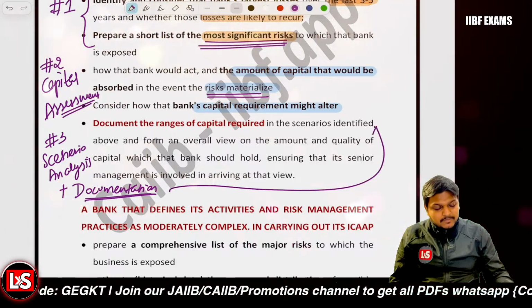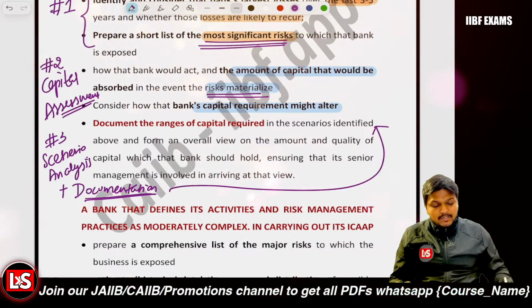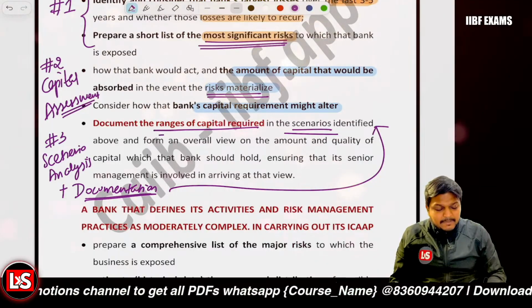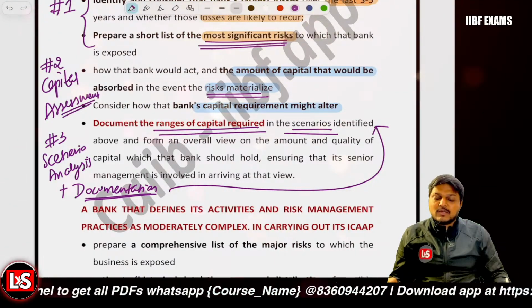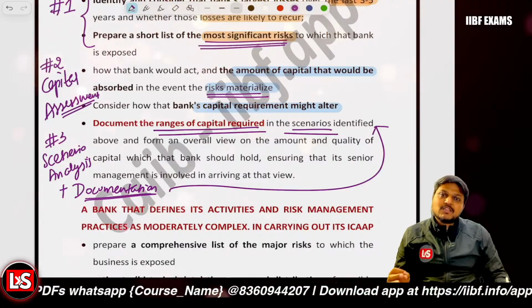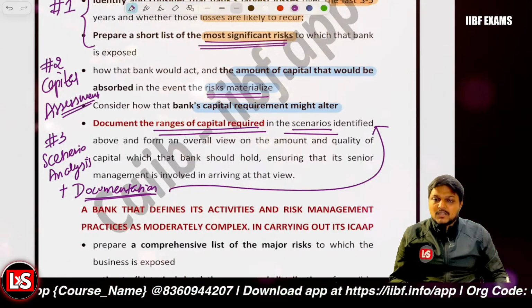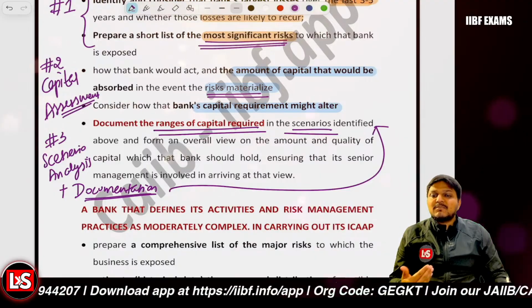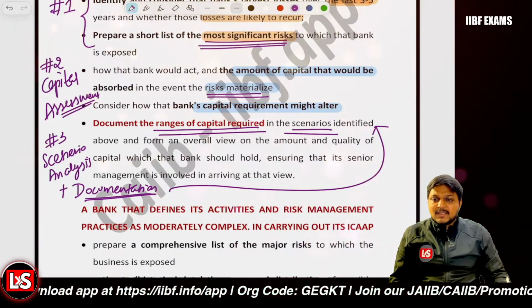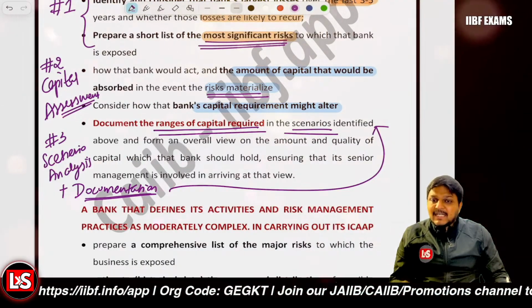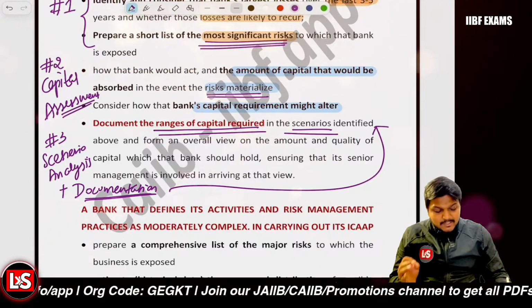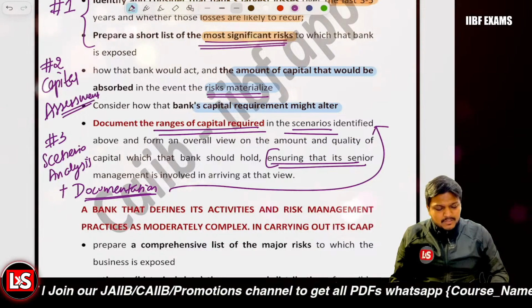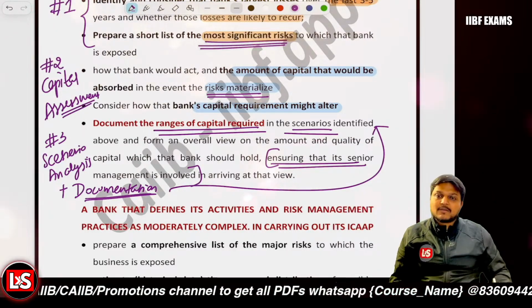This particular point is related to defining the different scenarios, and further you should be looking into the ranges of the capital which is required. Let's say we do require the capital range from 1000 to 1200, right? So we should be maintaining the capital range estimates. And further, active involvement of the senior management should be there, right?